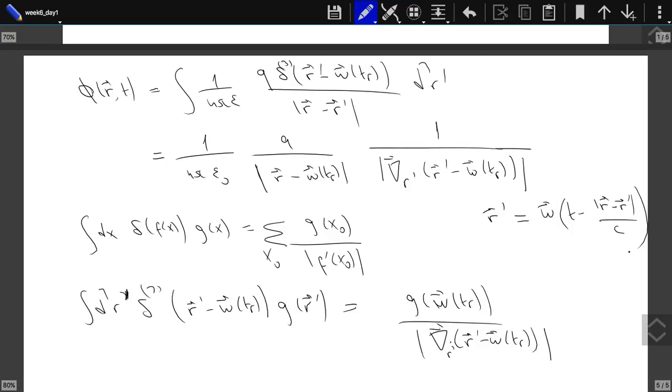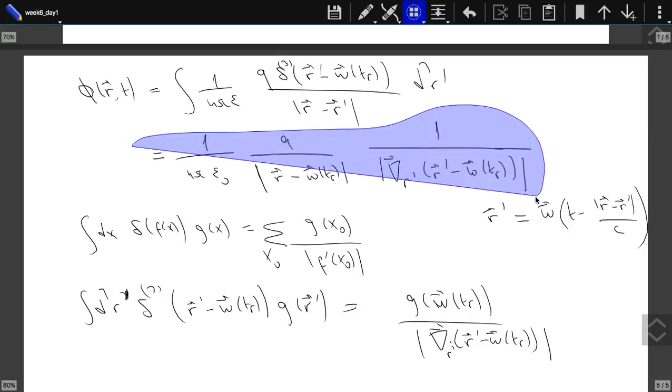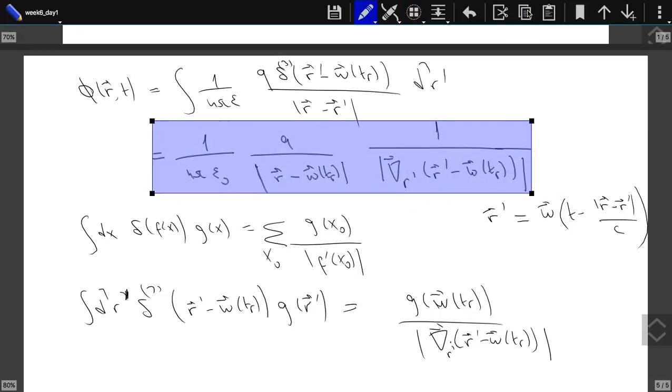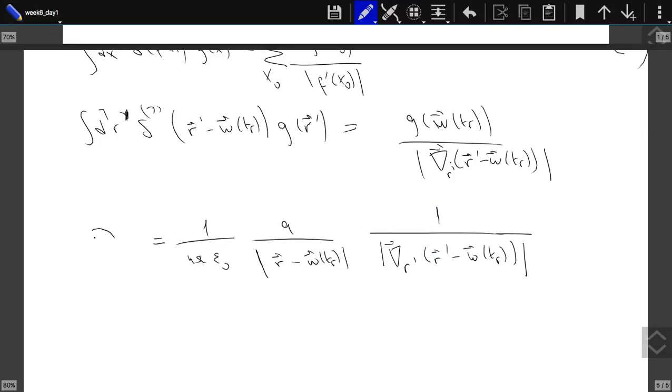So for a given functional form omega, you should find the r prime vector that satisfies this equation. Obtain that value, evaluate these expressions, and in these expressions everywhere, instead of r prime, put your solution. Now, what is the divergence with respect to r prime of r prime minus omega of t minus r prime over c?